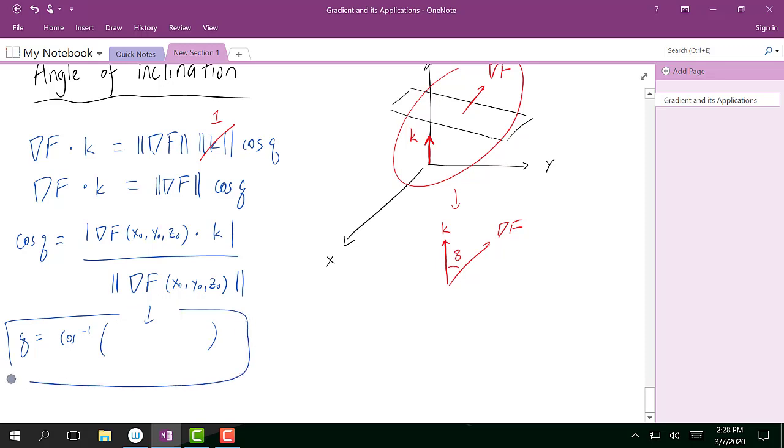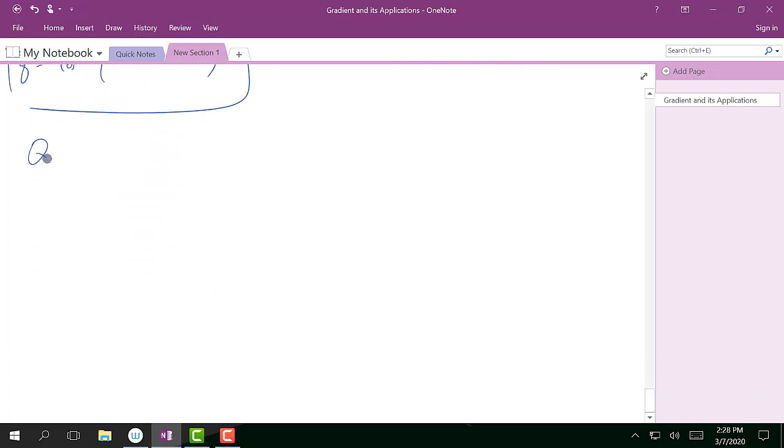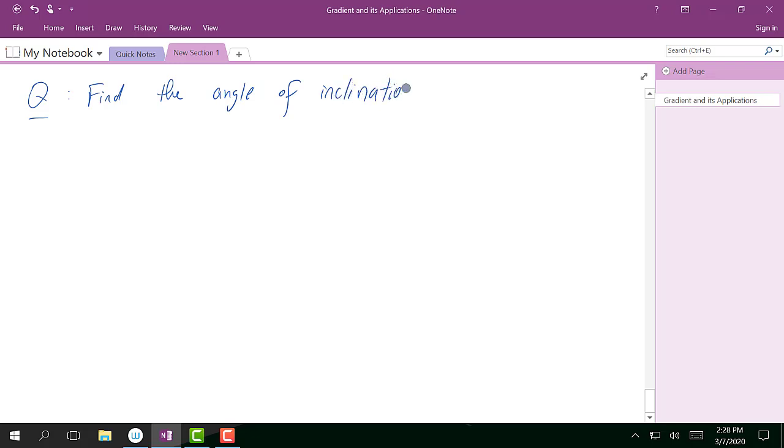Okay, so let's do one last question, and then we will be done for the day. Our question is: find the angle of inclination of x squared over 4 plus y squared over 4 plus z squared over 8 equals 1 at the point 1, 1, 2.